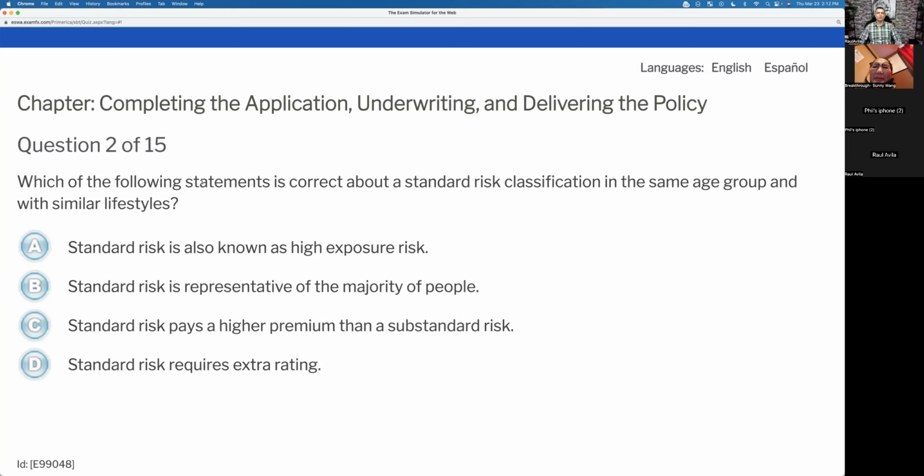Okay. Which of the following statements is correct about a standard risk classification in the same age group and with similar lifestyles? Okay, lifestyle. I think I already know this one. Right here, they really want you to know what the word standard means. What is standard risk? That's really what they want you to know. If you know the definition of standard risk, that's what they want to know.